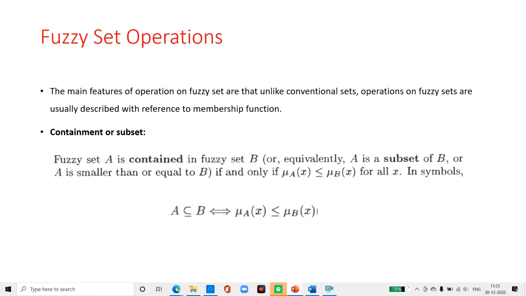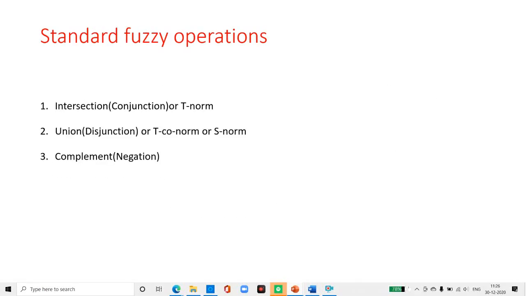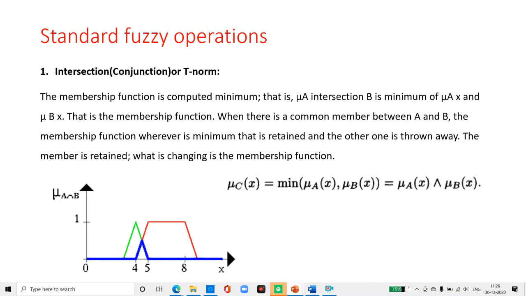So in fuzzy set operations, there are three main common operations. First is the intersection, where we get the minimum value. The second is the union function, where we get the maximum value. The third is the fuzzy complement. Intersection is also called a conjunction or a T-norm. Union is called a disjunction or a T-conorm or S-norm, and the complement is negation. So these are the three standard fuzzy operations used in a fuzzy system. Clear? Any doubt up to this?